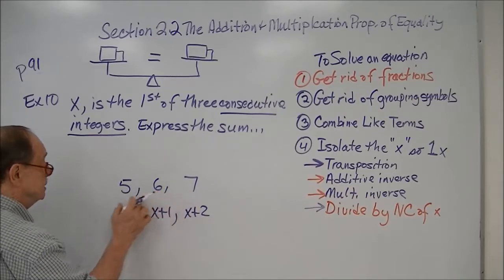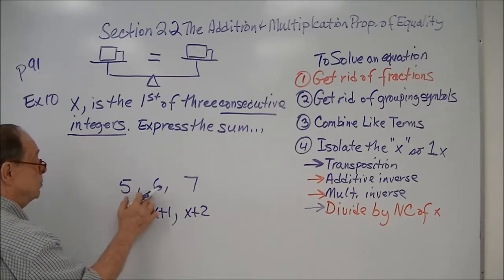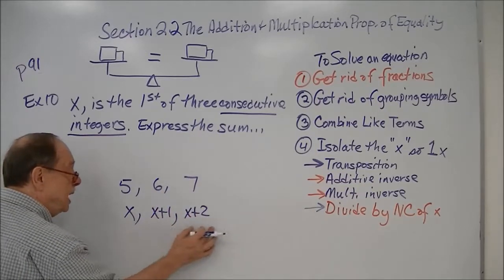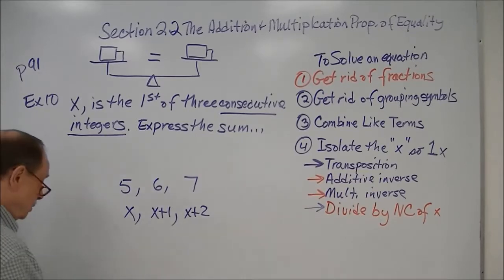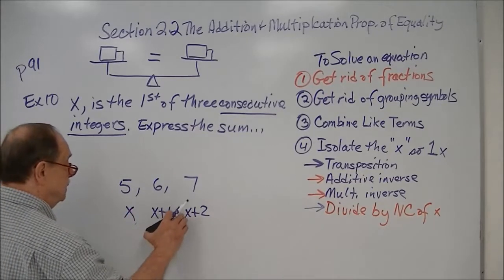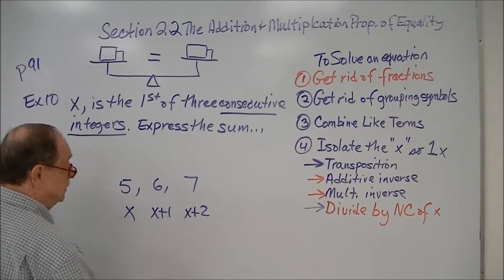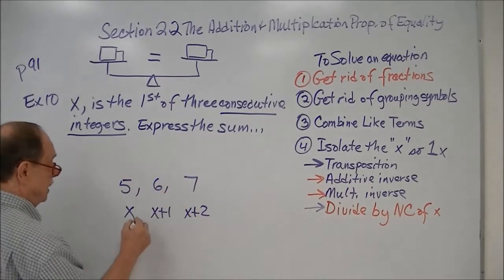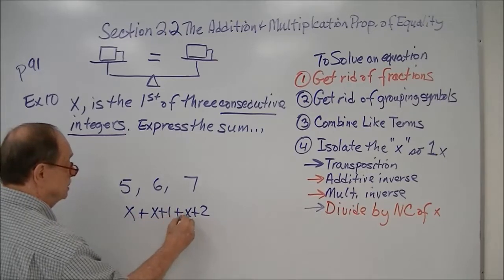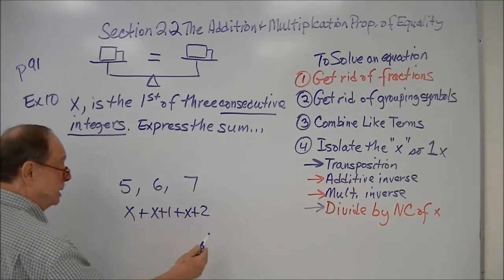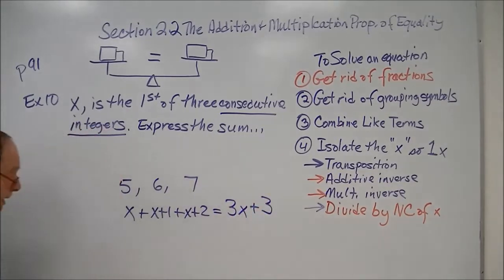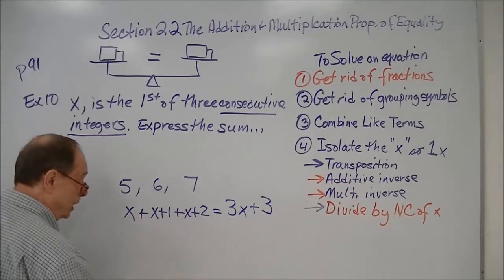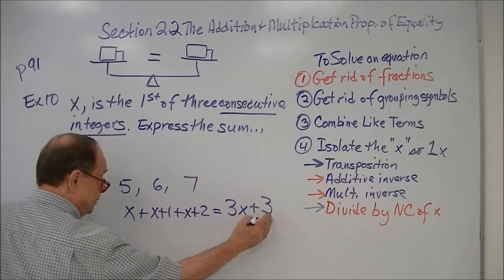Now we can change this to 8, 9, 10, or 100, 101, 102. This pattern would still be the same. Now, what would be the sum of these 3 consecutive integers? Because that's what they're asking us here. Well, we just put a plus here, and we have, collecting like terms, 3x plus 3. And by the way, the sum of 3 consecutive integers is always 3x plus 3.